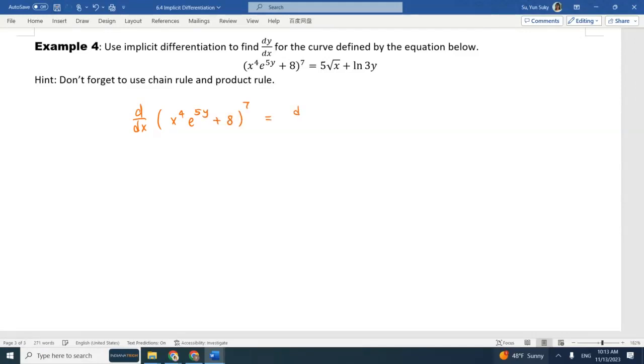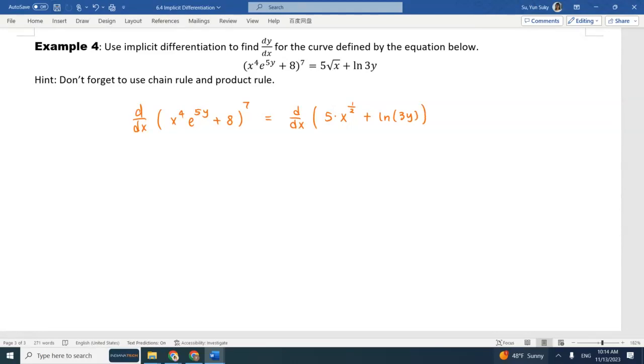Okay, take the derivative. And remember when we take the derivative, if you see square root, change it to the standard form. Square root of x is x to the what power? Half. Yes. And plus ln of 3y.